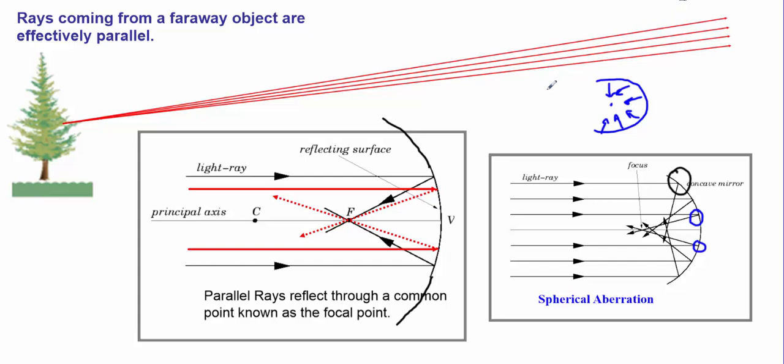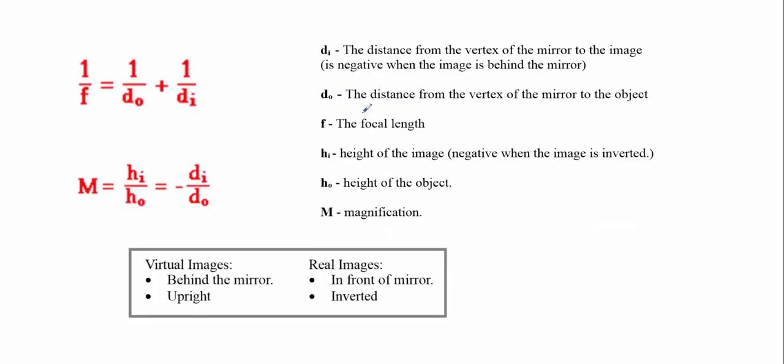But for simplicity's sake and for understanding the ideal model, we're going to look at spherical mirrors as if there was no aberration. We won't worry about the geometry of parabolic mirrors. Some terms here that you should know before we continue. DI and DO, image distance and object distance. Your image distance is the distance where the image will be formed.